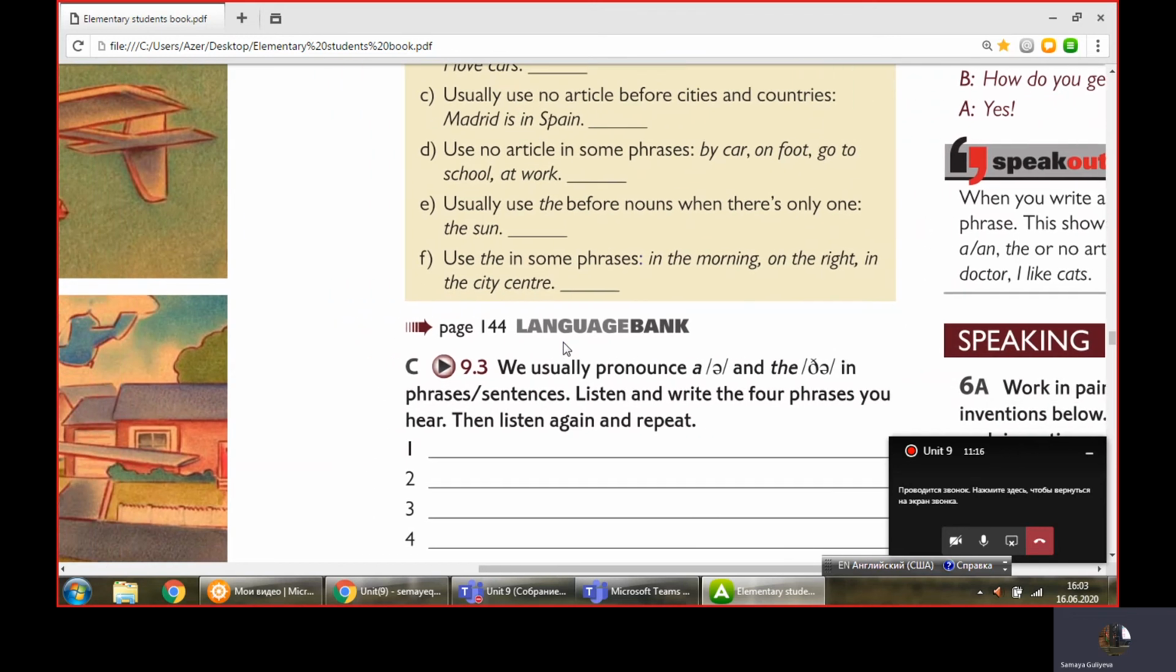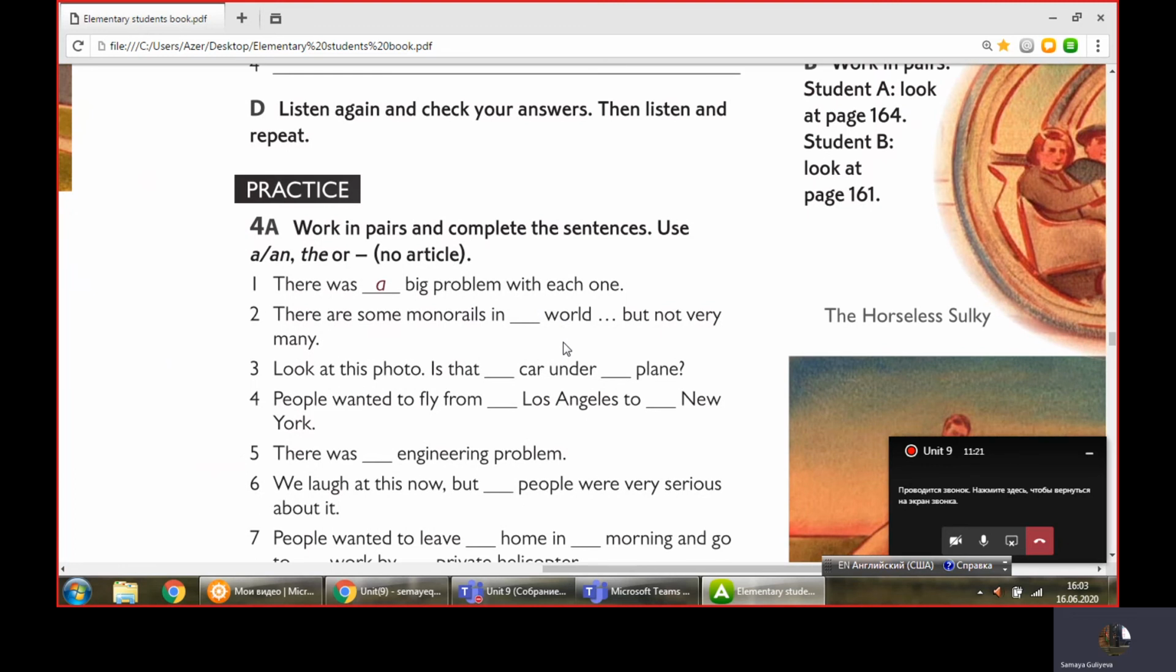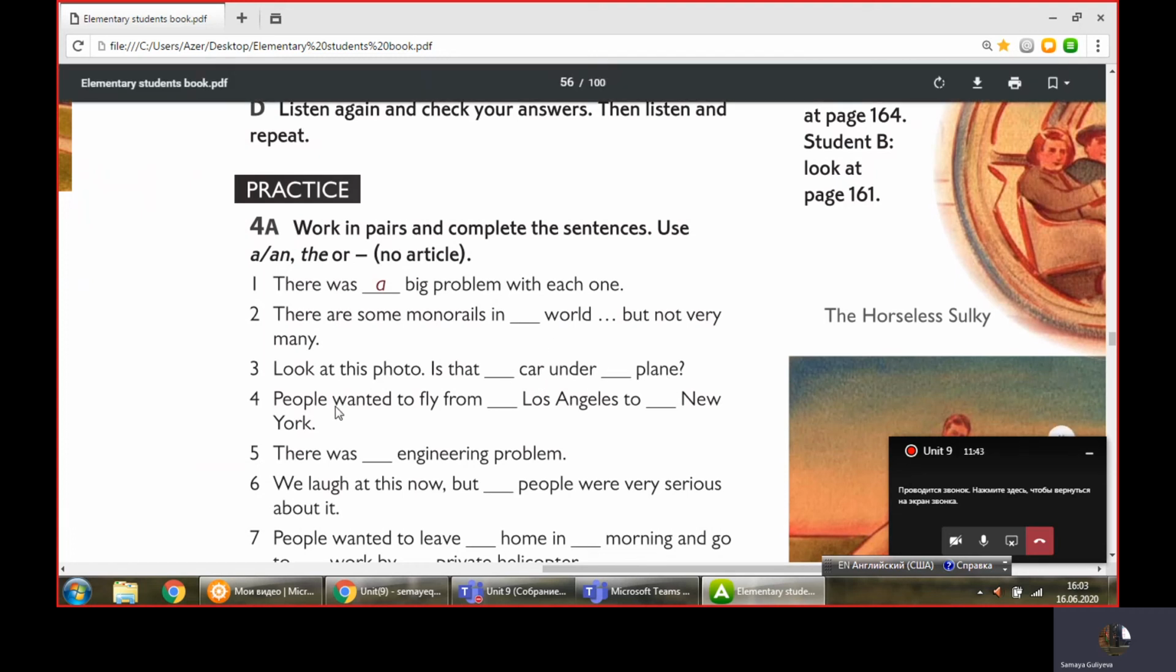That's about the article. And the last task: complete it with the appropriate articles. And there was a big problem with each one. There are some monorails in the world, but not very many. Look at this photo. Is that a car, because car is singular, under the plane?